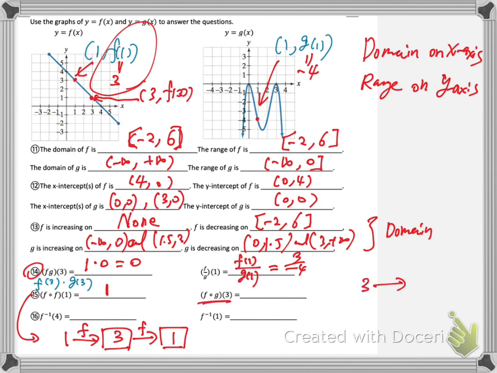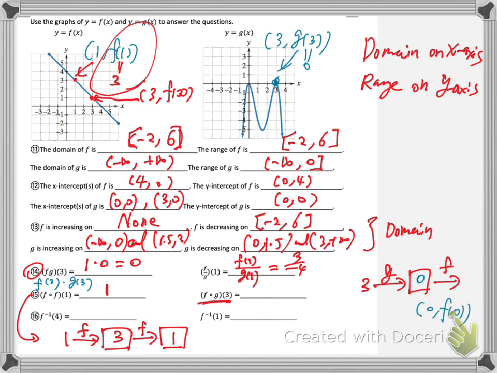Now this one, f compose g of 3. So this is 3, and we first go g, and then we go f. So what is g of 3? We do it again. It's (3, g of 3), which is the point (3, 0). So g of 3 is 0, then we need f of 0. So what is f of 0? F of 0 is 4, right? This is 0, f of 0 is 4, so this is 4.